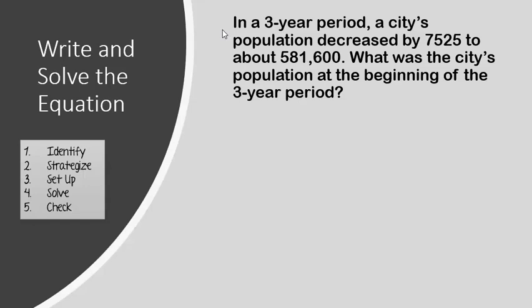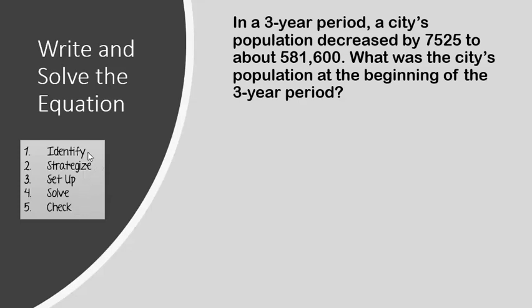So our problem says, in a 3-year period, a city's population decreased by 7,525 to about 581,600. What was the city's population at the beginning of the 3-year period? Now, we're going to use our 5-step strategy.